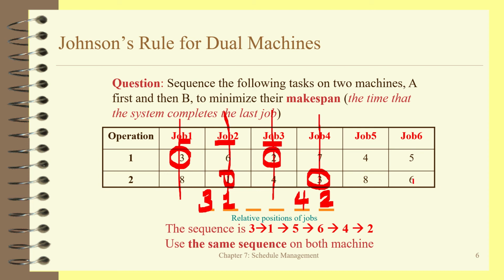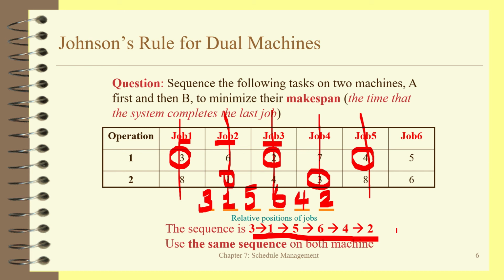and of 4, 5, 8, 6, the lowest one is 4, and because it is on machine 1, put job 5 in the leftmost position. Job 5 is here, and only 1 remaining job, put it here because only 1 remaining position as well. So in this case the sequence will be 3, 1, 5, 6, 4, 2. Okay, you got the sequence that you can put on the Gantt chart.